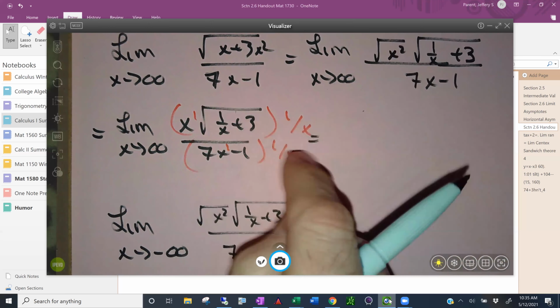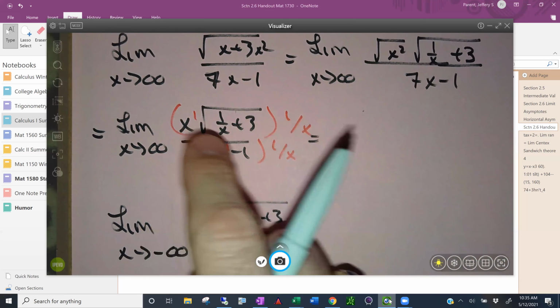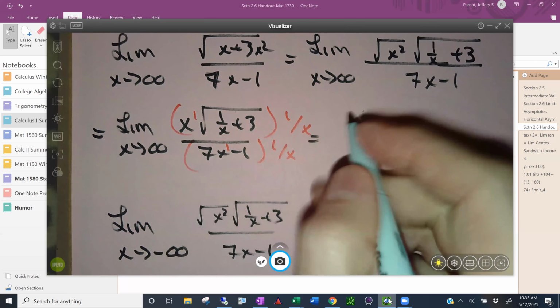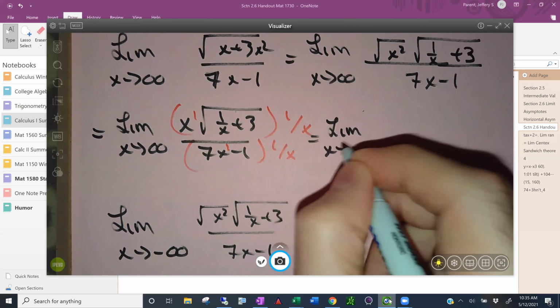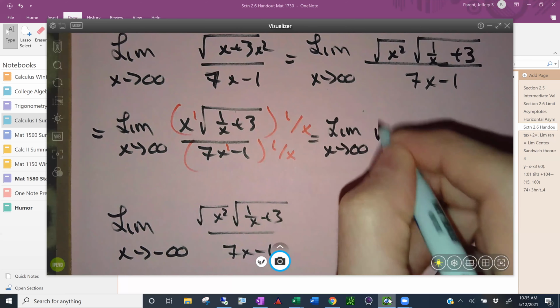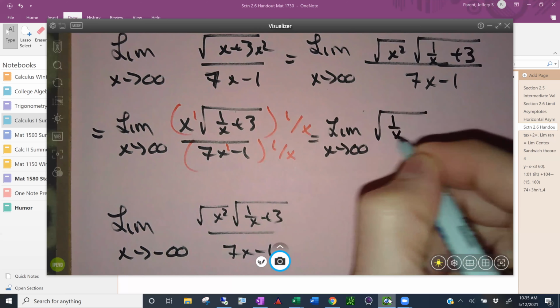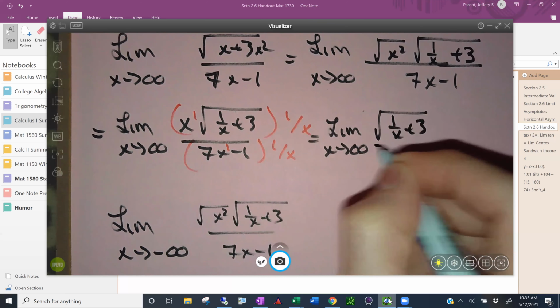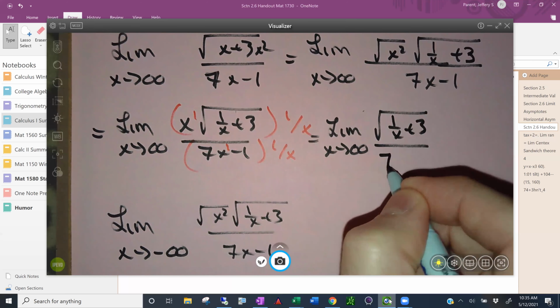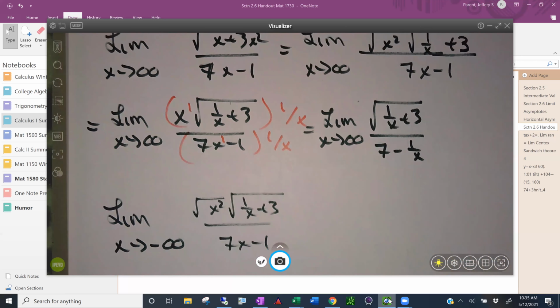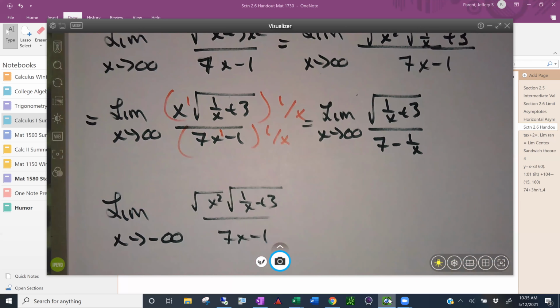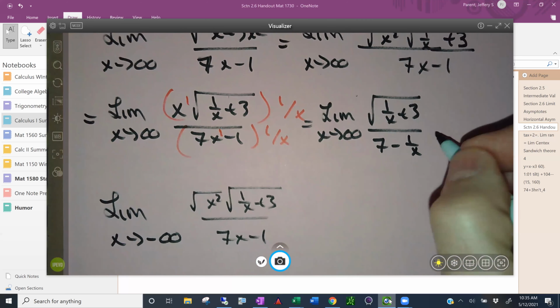And that'll give me, well, this is going to cancel here, and that'll cancel there. So I'll get the limit as x approaches infinity, square root of 1 over x plus 3 over 7 minus 1 over x. And all is well and good. The lion and lamb are best friends. Hey, looking good.